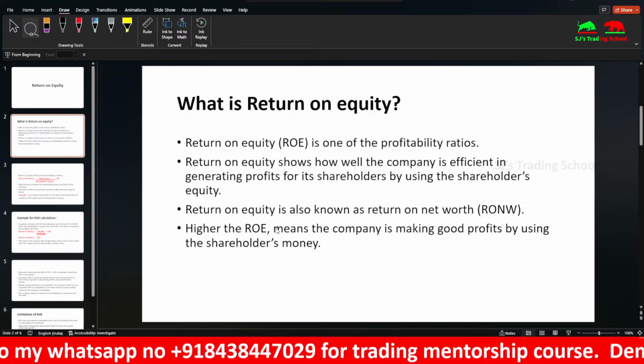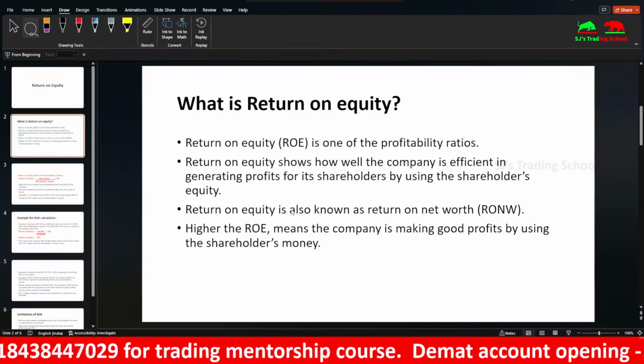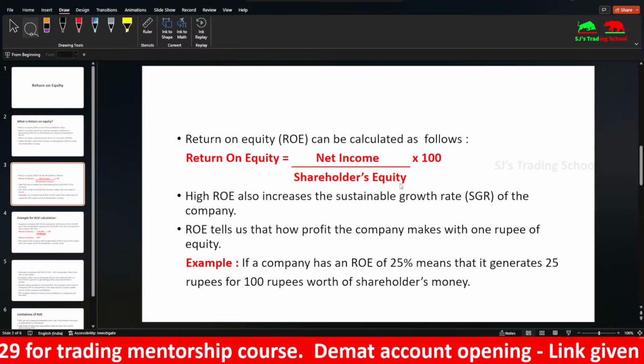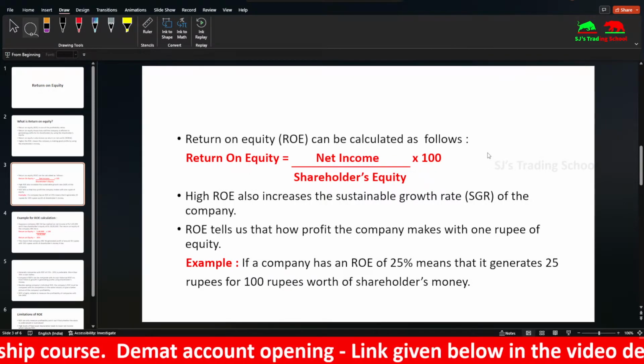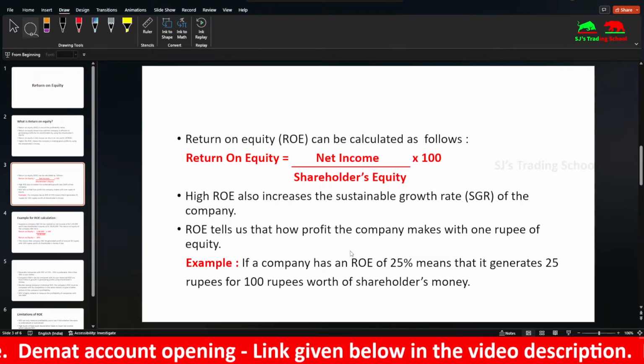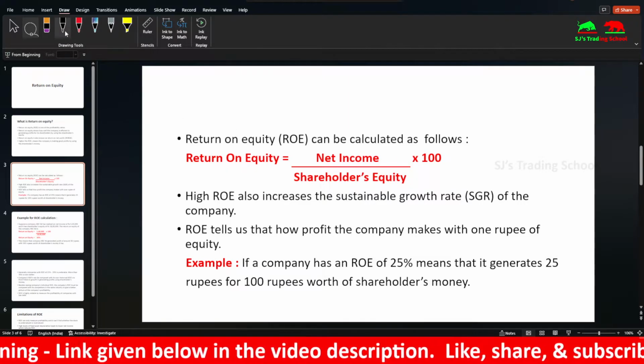ROE should always be high. A higher ROE means the company is making good profits by using the shareholders' money. The formula is net income, that is profit after tax, divided by shareholders' equity, multiplied by 100. Why? Because ROE is always calculated as a percentage, so the multiplication by 100 must be in the formula.